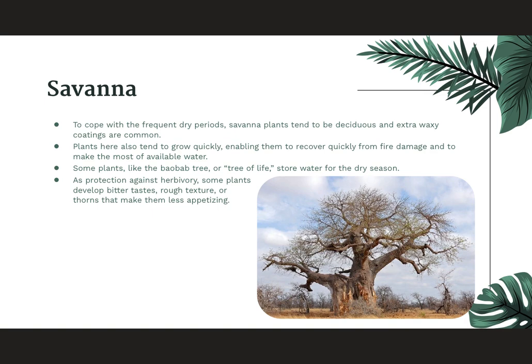So some plants, like the baobab tree or the tree of life, store water for the dry season. If you look here at the picture, this is a picture of the baobab tree. Those are those really cool trees you often see in African movies. As protection against herbivory, some plants develop bitter taste, rough textures, or thorns to make them less appetizing. So those are simply safeguards to protect the plants and trees from predation.